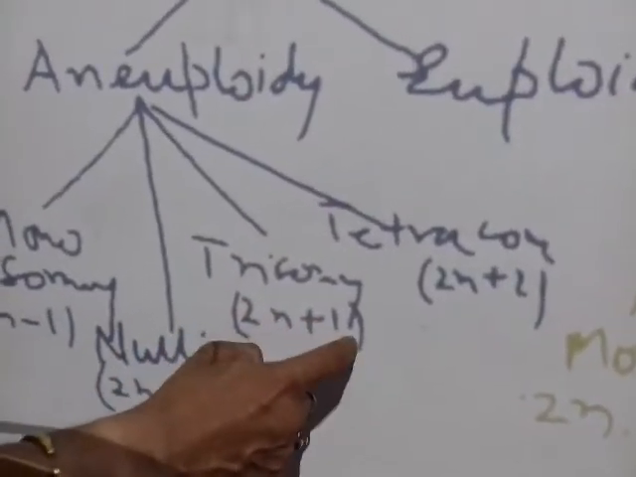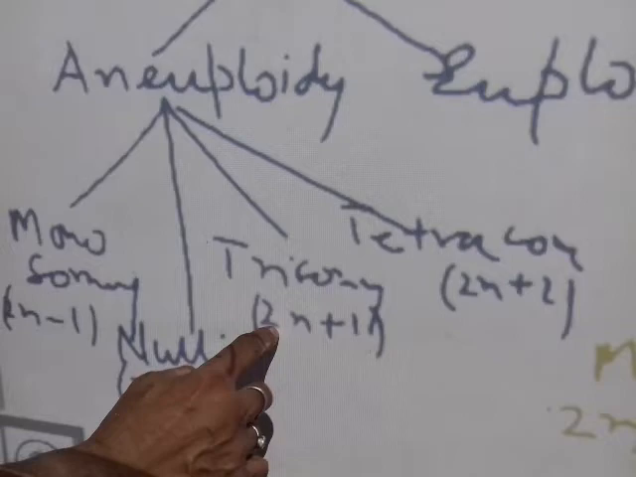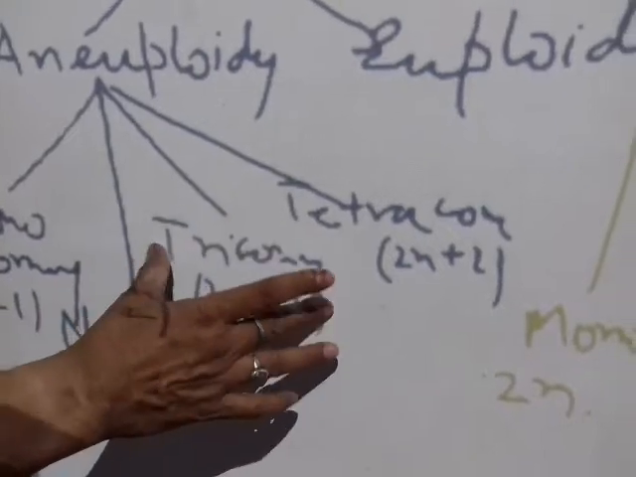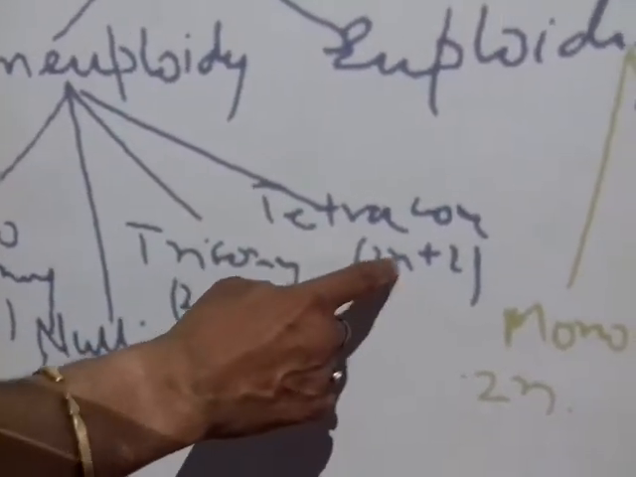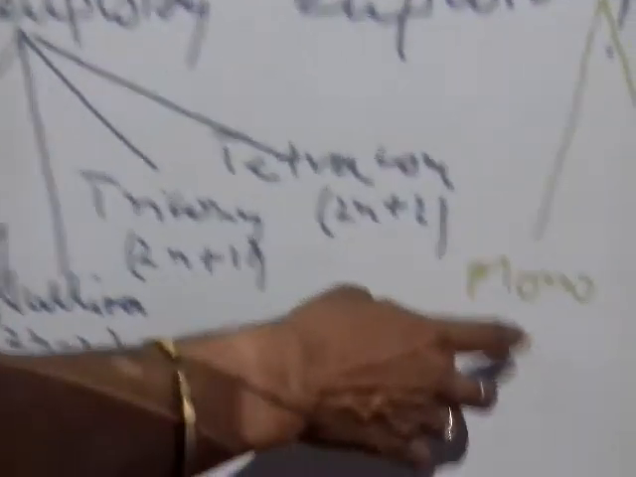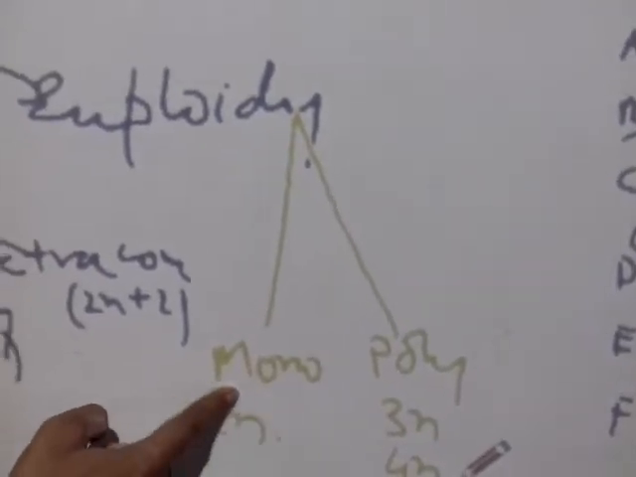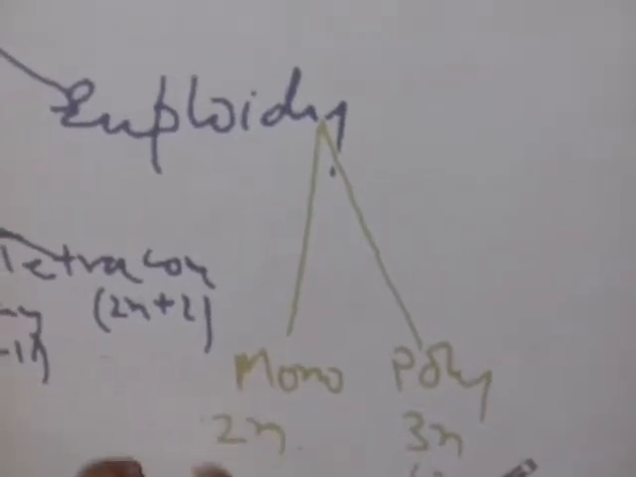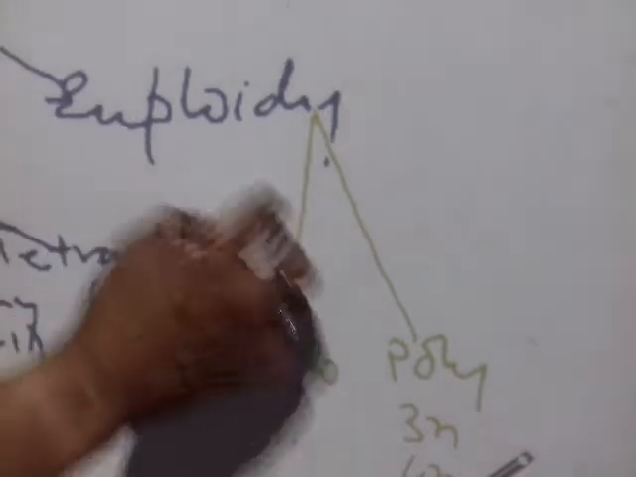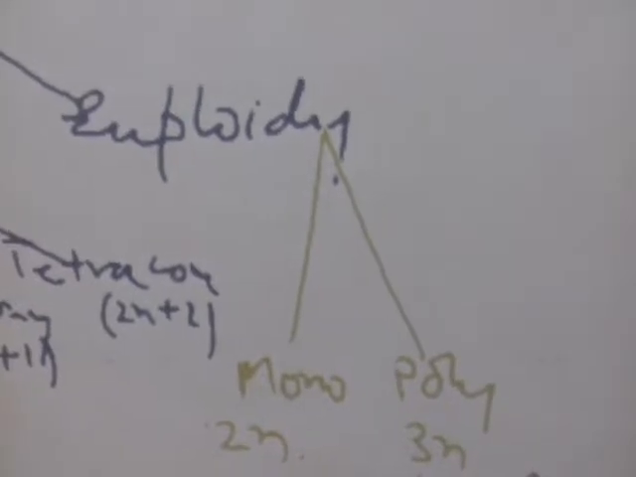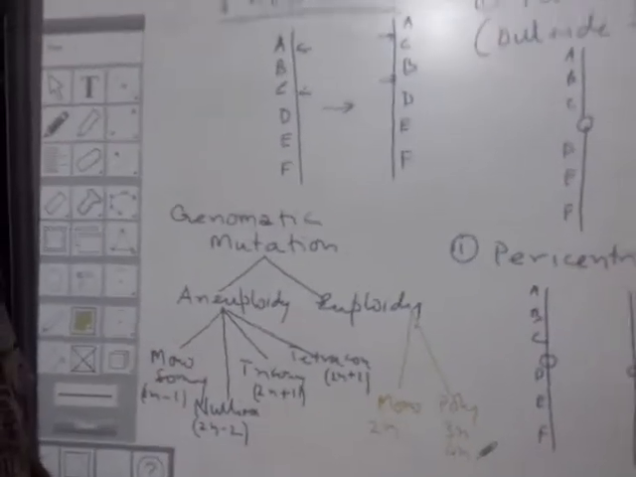Trisomy is 2n plus 1. If it is one more, suppose in onion there are 16 chromosomes, 16 plus 1, 17 chromosomes. If such a plant can be cultivated, then we call it a trisomic plant. Tetrasomy is 2n plus 2. And then there can be monoploid: n is the haploid number, and 2n is the chromosome number in the somatic cell. If it is 3n, 4n, 5n, 6n, then that is called polyploid. So we can have these types of genomic mutations.